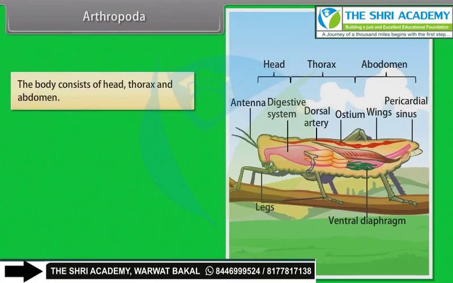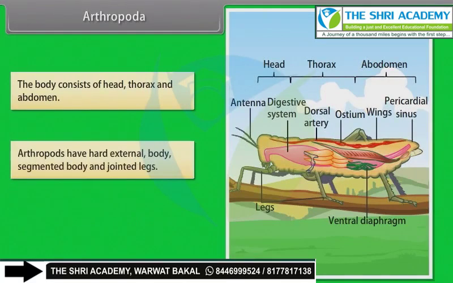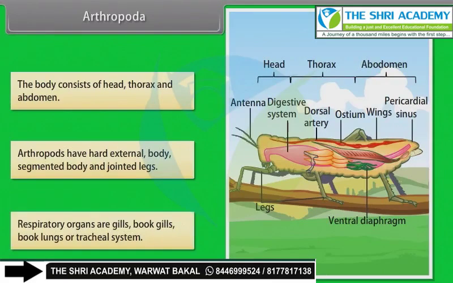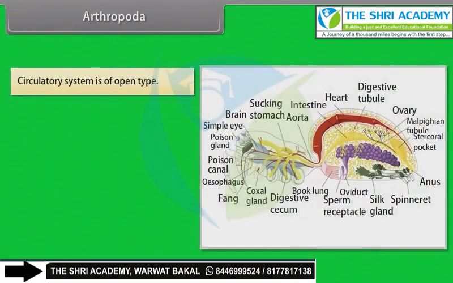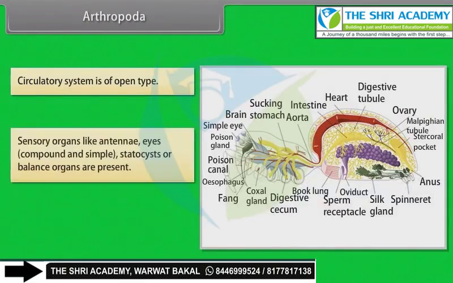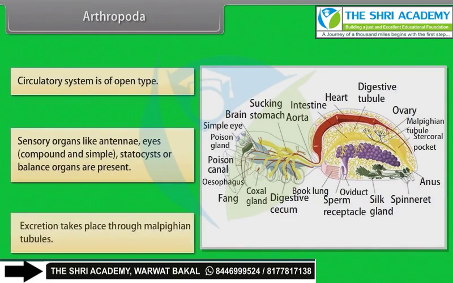The body consists of head, thorax, and abdomen. Arthropods have hard external body, segmented body, and jointed legs. Respiratory organs are gills, book lungs, or tracheal system. Circulatory system is of open type. Sensory organs like antennae, eyes, that is compound and simple, statocysts or balance organs are present. Excretion takes place through Malpighian tubules.